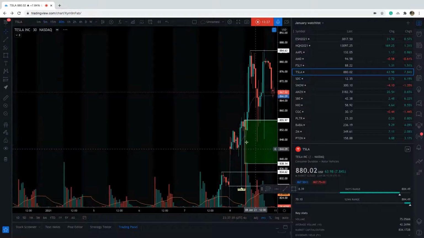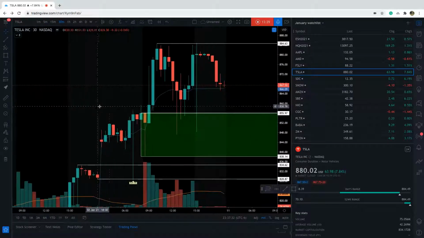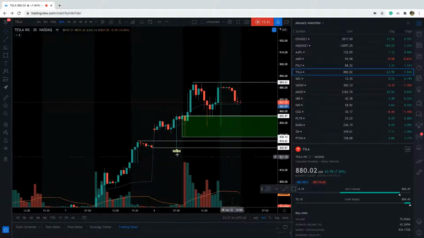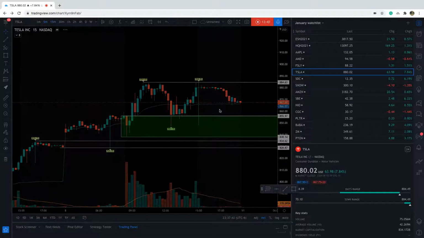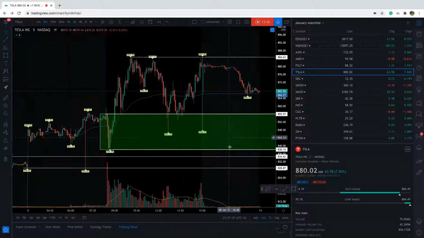Tesla had a 30-minute demand zone that had a really nice bounce today. Let me zoom back out. So here you see the price was balanced, buyers and sellers agreeing, demand from here to here, 30-minute time frame. Let's zoom back into a 5-minute to see what happened.